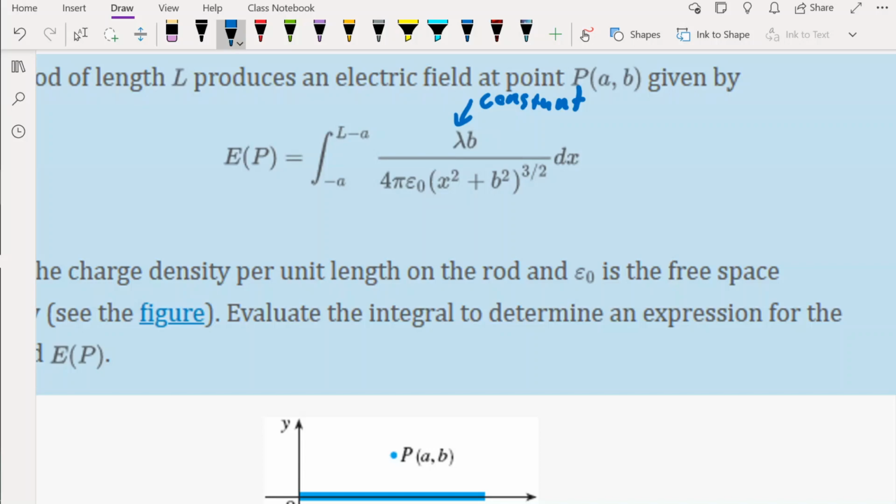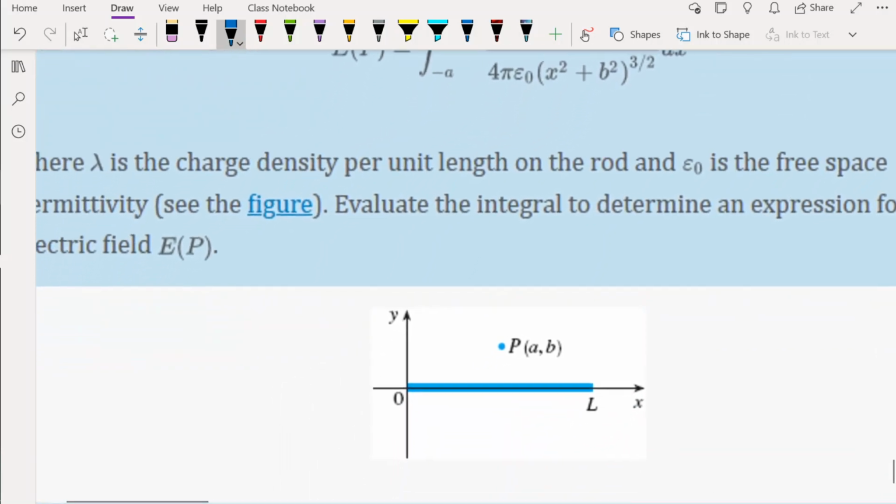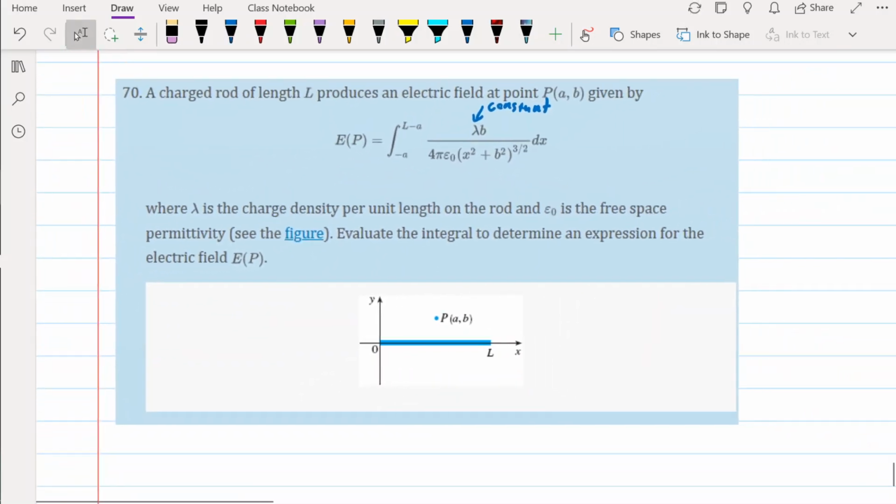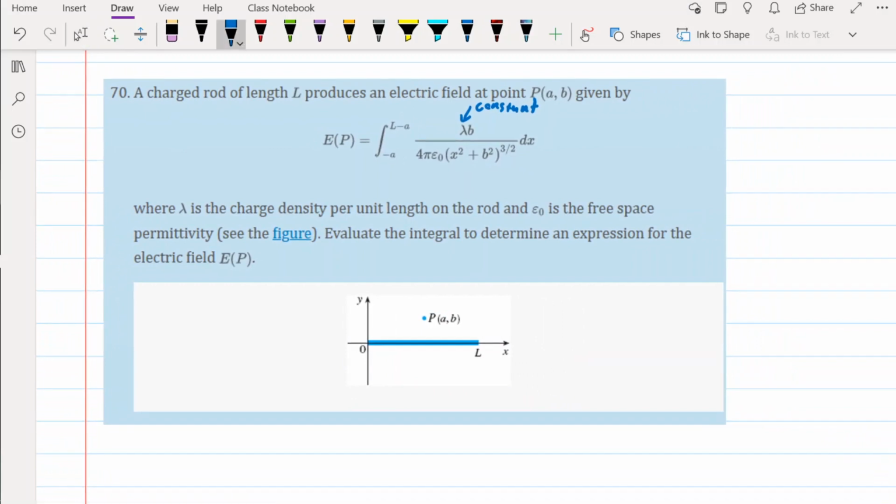So it's pi, I think E initial, do they give an E initial? Okay, we'll see. Well, yeah, it's charge density per unit length. The rod and E initial is the permittivity of free space, seeing the figure. Evaluate the integral to determine an expression for the electric field EP.